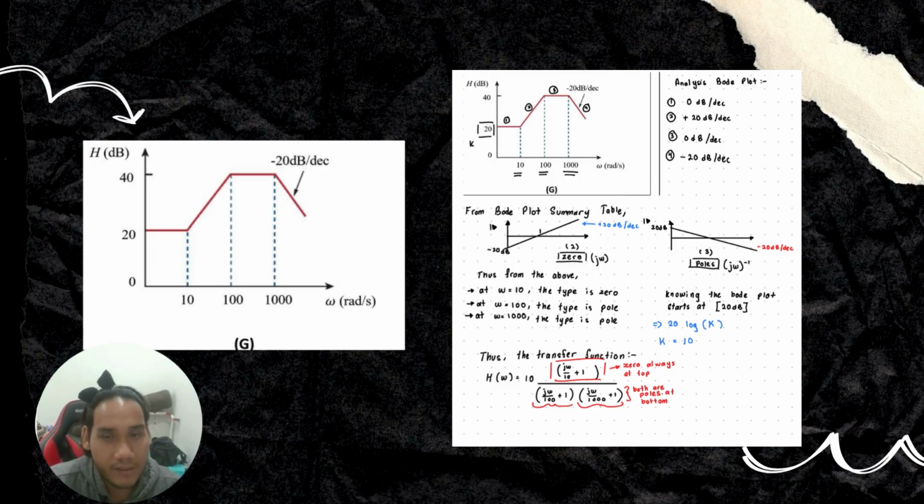So how to determine the gain? We know that our formula is 20 log k.